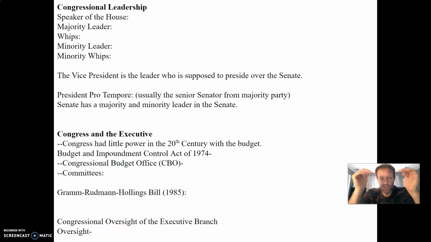So the majority leader is second. Let's say the Democrats are controlling the House. So they have the speaker, and next in line would be the majority leader in terms of power. Below the majority leader and the minority leader, each party has whips. Whips whip up support or round up support.